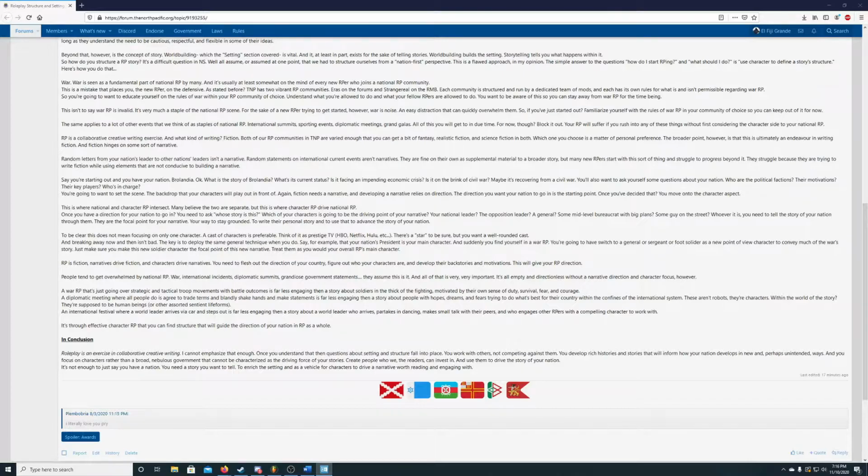Random letters from your nation's leader to another nation's leader isn't a narrative. Random statements on international current events aren't narratives. They're fine on their own as supplemental material to a broader story, but many new RPers start with this sort of thing and struggle to progress beyond it. They struggle because they're trying to write fiction while using elements that are not conducive to building a narrative.